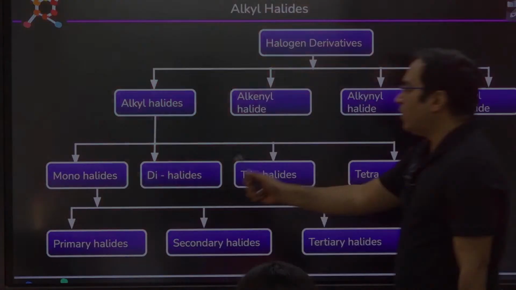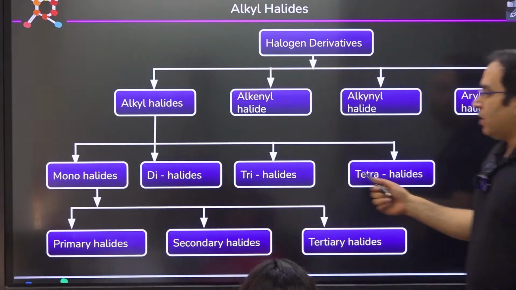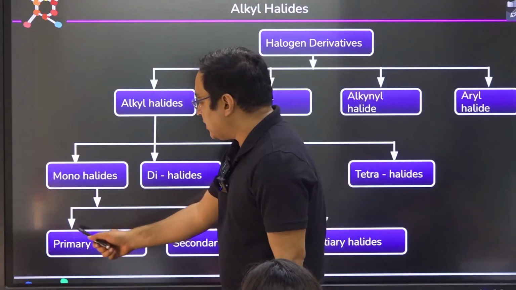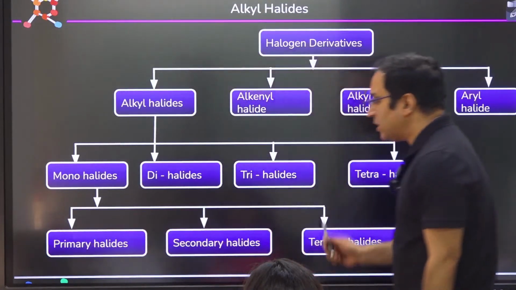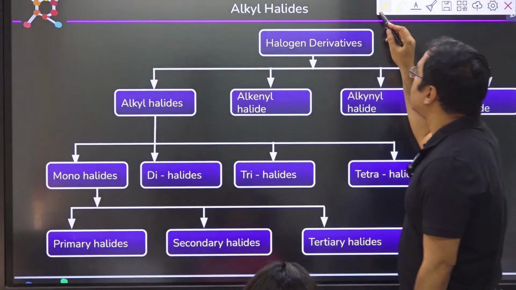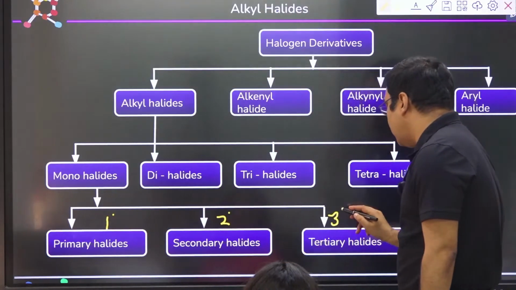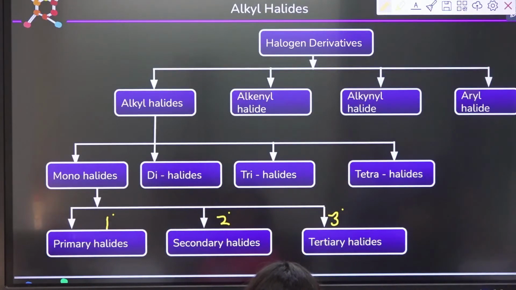So mono, di, tri, tetra is clear, everyone? 1, 2, 3, 4 chlorines. Now after that, mono is written as primary, secondary, tertiary. What is this primary, secondary and tertiary? Primary, secondary and tertiary is also known as 1 degree, 2 degree and 3 degree.